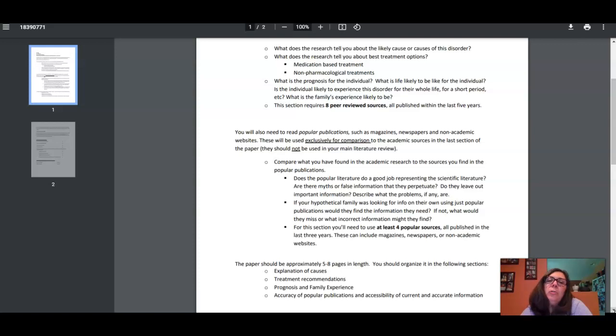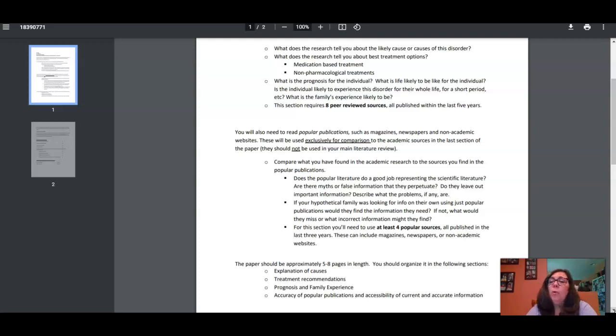You need to find 4 of these sources, so 4 websites, and you're just using these for comparison. So the last section of your paper essentially says, what would the average family find? And how would that compare to the academic research that I've done? And so you can get a sense of what information is out there for the average person versus the person who has the skills that you're acquiring as a college student to do this kind of academic research.